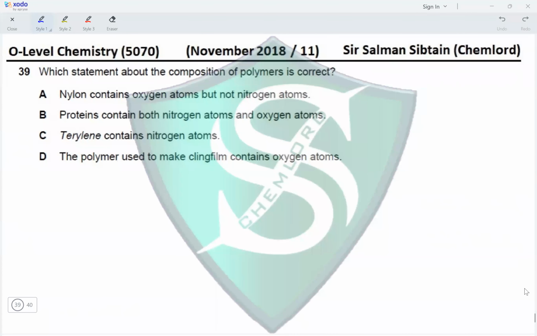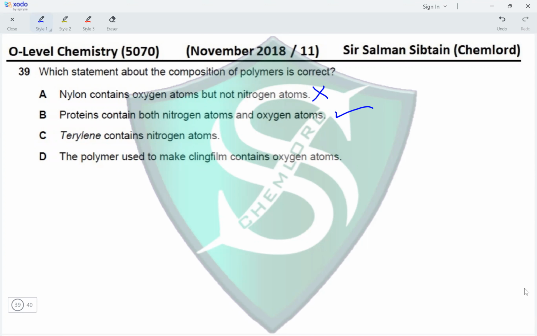Question 39. Which statement about the composition of polymers is correct? Nylon contains oxygen atoms but not nitrogen atoms. Nylon is a polyamide. A polyamide contains the amide bond and the amide bond contains the nitrogen atom. Proteins contain both nitrogen atoms and oxygen atoms. Yes, proteins are also polyamides. So the amide bond is C double bond O, single bond NH, containing both oxygen and nitrogen atoms.